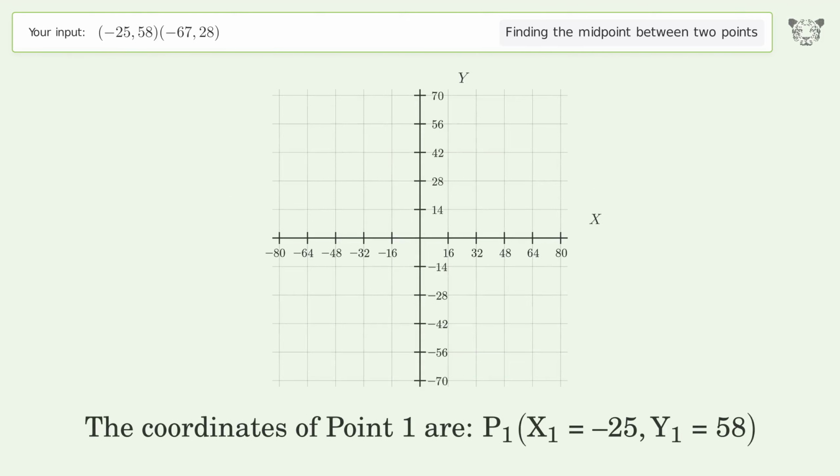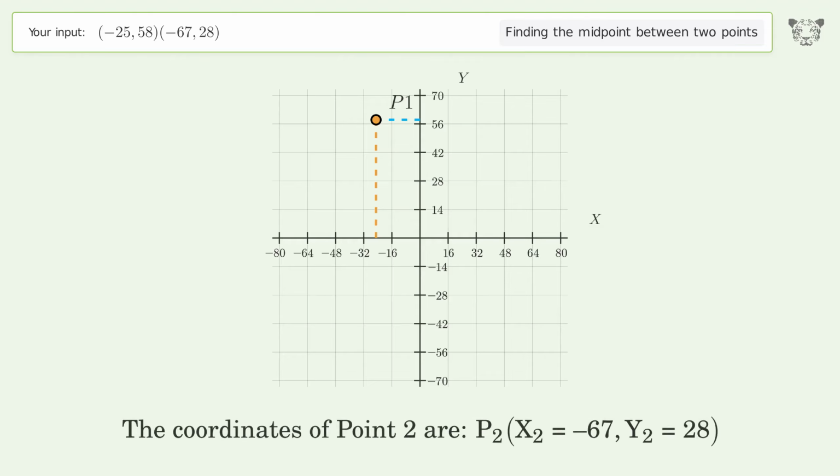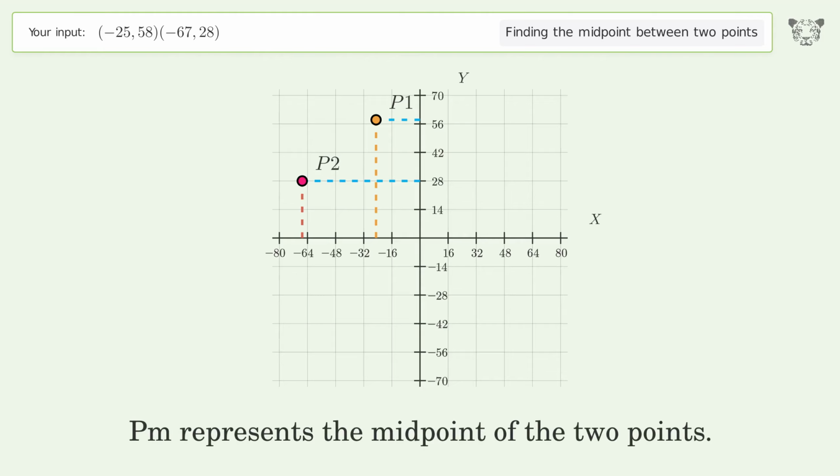The coordinates of point 1 are x1 equals -25, y1 equals 58. The coordinates of point 2 are x2 equals -67, y2 equals 28. PM represents the midpoint of the 2 points.